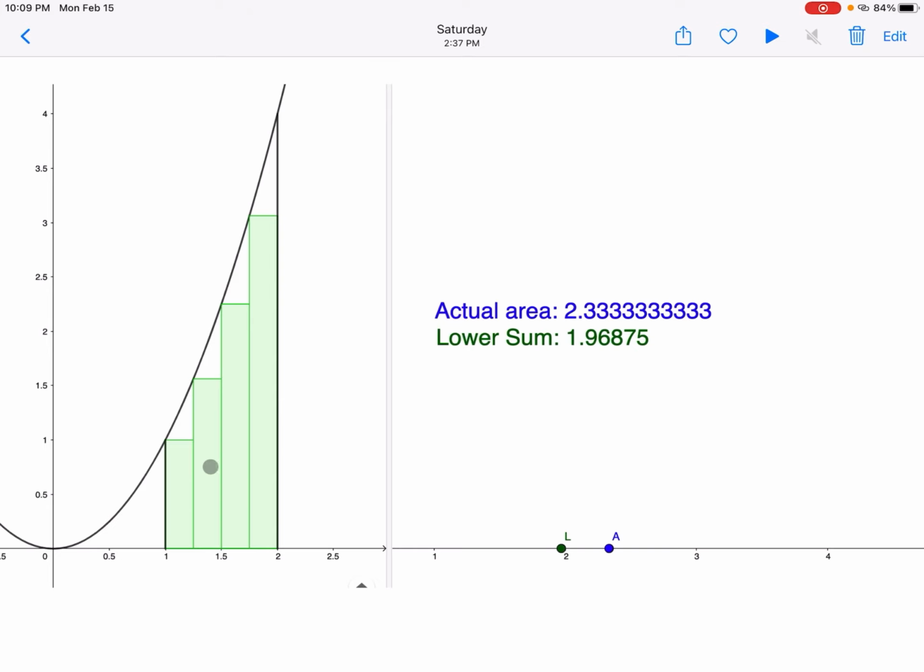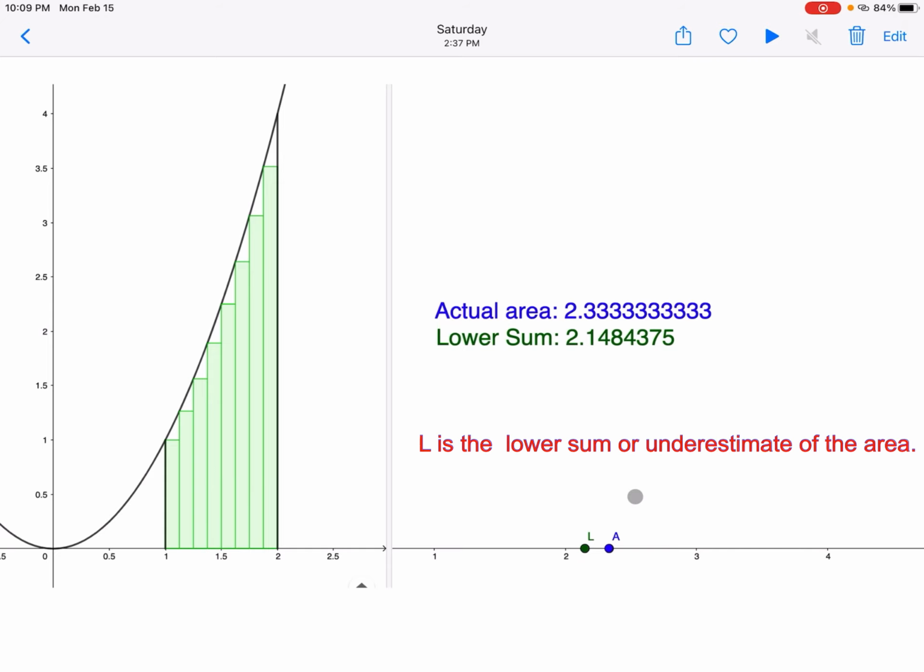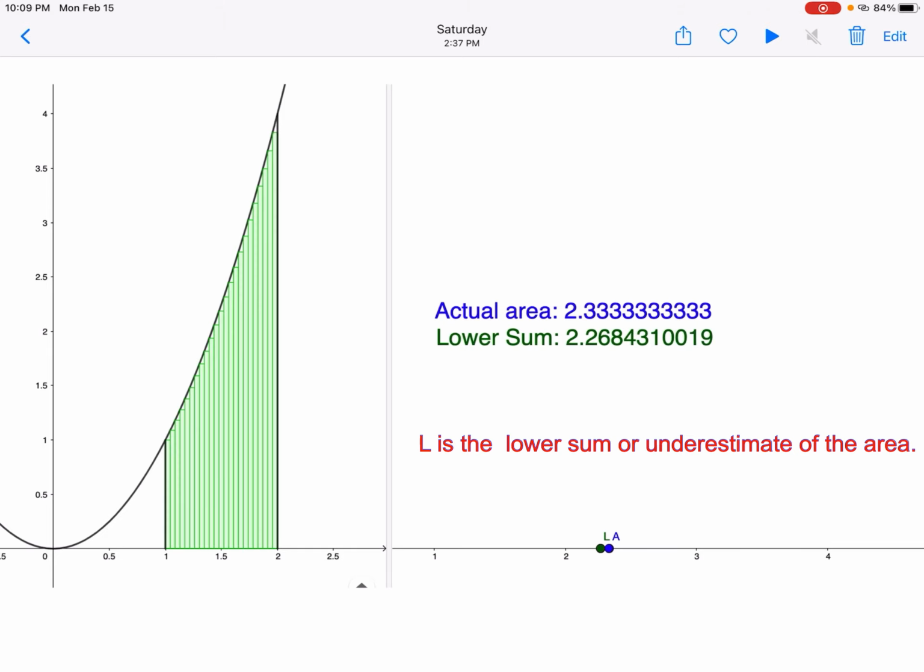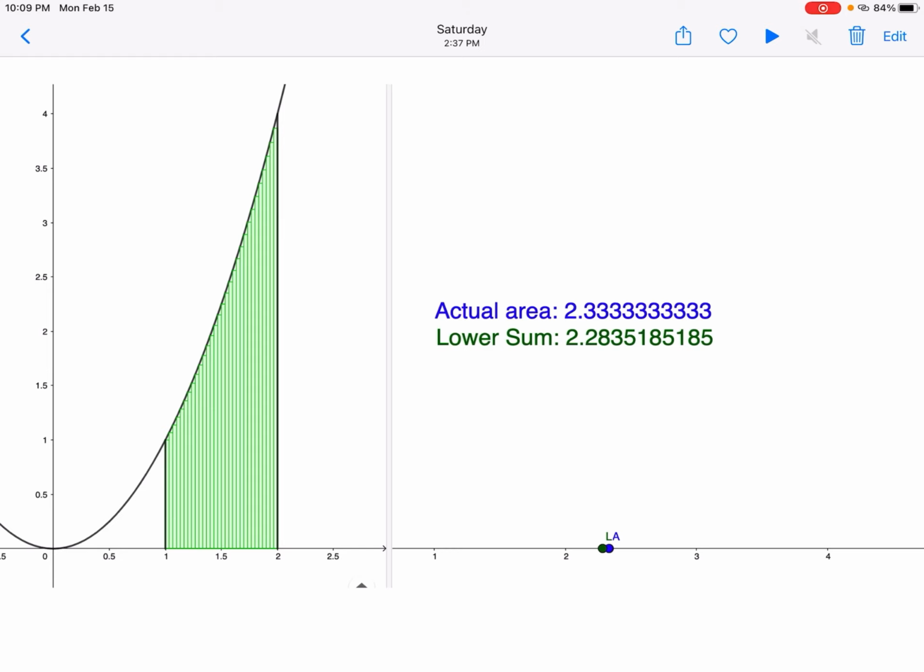So ibig sabihin, ina-approach niya yung actual area under the curve, no? And kung mapapansin nyo, that is consistent with the value here, with the sum of the areas of the rectangle. And also, yung L dito approaches A from the left, no? So, palapit na palapit siya dun sa A. Okay, and we can make as many rectangles as we can, no?